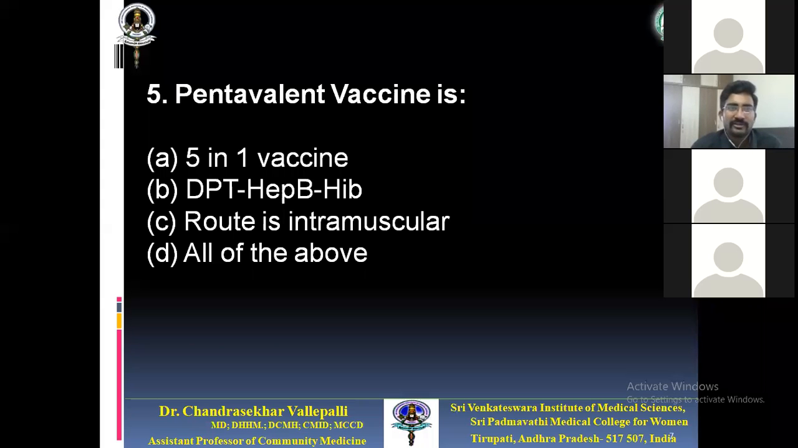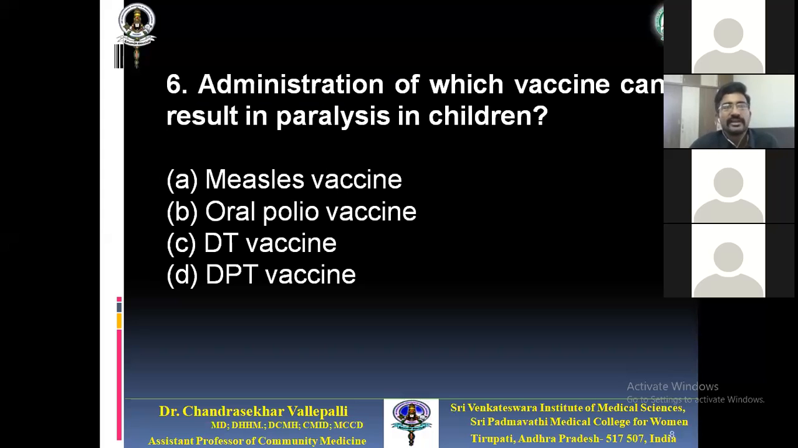Okay, we'll move into the next question. Sixth one, administration of which vaccine can result in paralysis in children? A, measles vaccine, B, oral polio vaccine, C, DT vaccine, D, DPT vaccine. DT vaccine, sir. So some are opting for DT vaccine. Any other? Polio vaccine. Okay, some are opting for polio vaccine. Okay, we'll move into the next question.